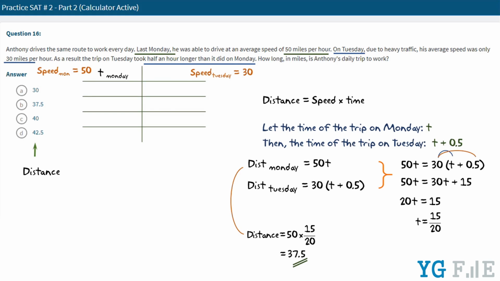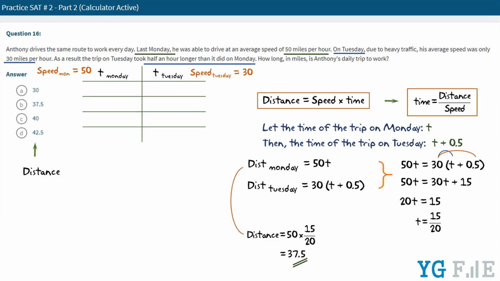So we can calculate the time on Monday and the time on Tuesday for each of the given options. Since the distance is the product of speed and time, the time is equal to the distance divided by the speed. For option A, if we calculate the time on Monday, it is 0.6, and the time on Tuesday is 1. So option A is not the answer, since the time on Tuesday is not 0.5 longer than the time on Monday.